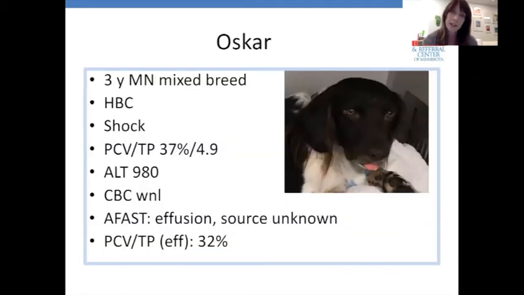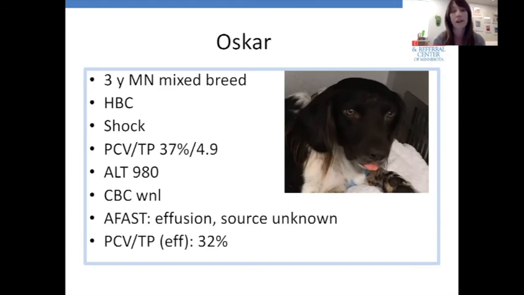And then we have one more case, and this is kind of my favorite. This is Oscar, who's this really cute 3-year-old male-neutered mixed breed dog who was hit by a car, and he presented in shock. His PCV total protein was 37% and 4.9. And what I want to point out about this, of course, is that his PCV is pretty normal.